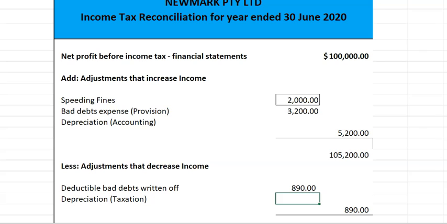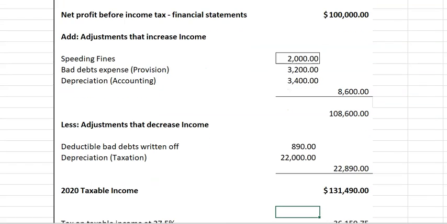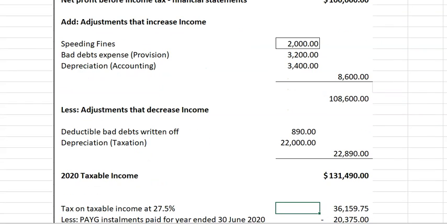We're going to do the same for depreciation. So we add back the accounting depreciation of $3,400, and we take off the depreciation for tax of $22,000. Scrolling down, that means that our taxable income is $131,490, after adding back our non-deductible expenses effectively and taking off the amounts allowed for tax.